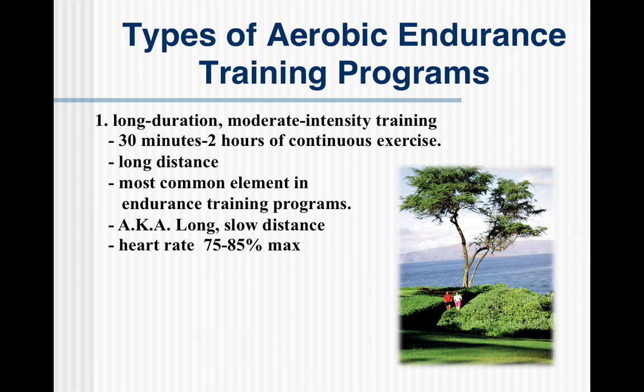The long duration, moderate intensity training, also known as long, slow distance, is a common element in endurance or aerobic training programs. The exercise will be 30 minutes to 2 hours with the target heart rate at the higher ends of the aerobic and possibly into the anaerobic zone.